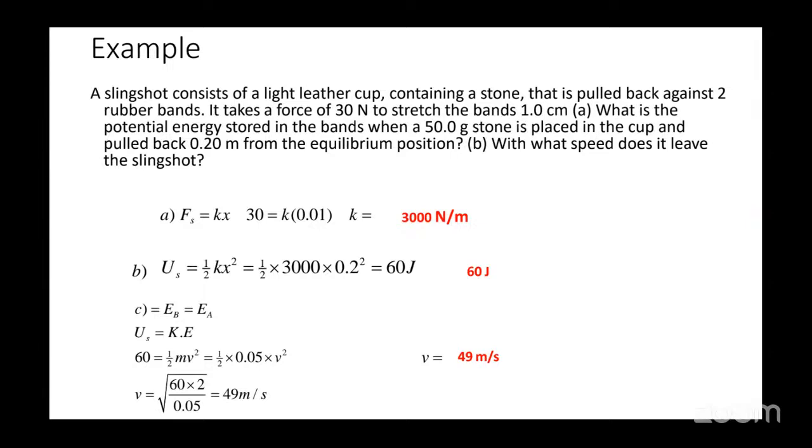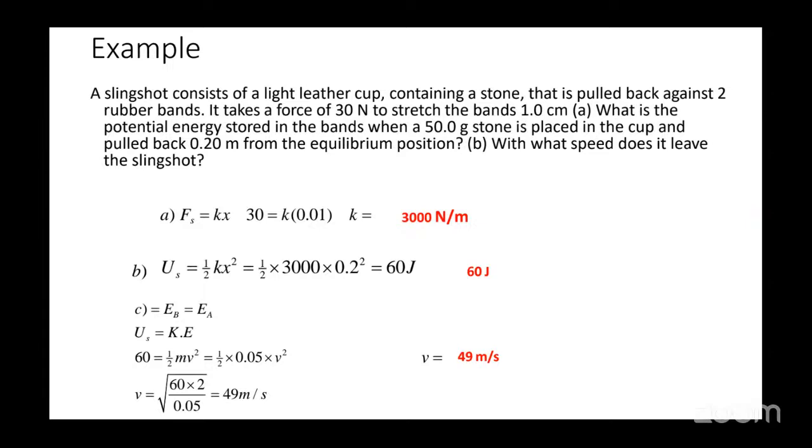Our energy stored is half kx squared. We know x, we know f, but we don't know k. So the first thing to do is to solve for k using the relationship f is equal to kx. So k is equal to f over x. If we substitute the values, f being 30 and x 0.01, because from the question, 1 cm is given, so you have to convert that to standard unit.